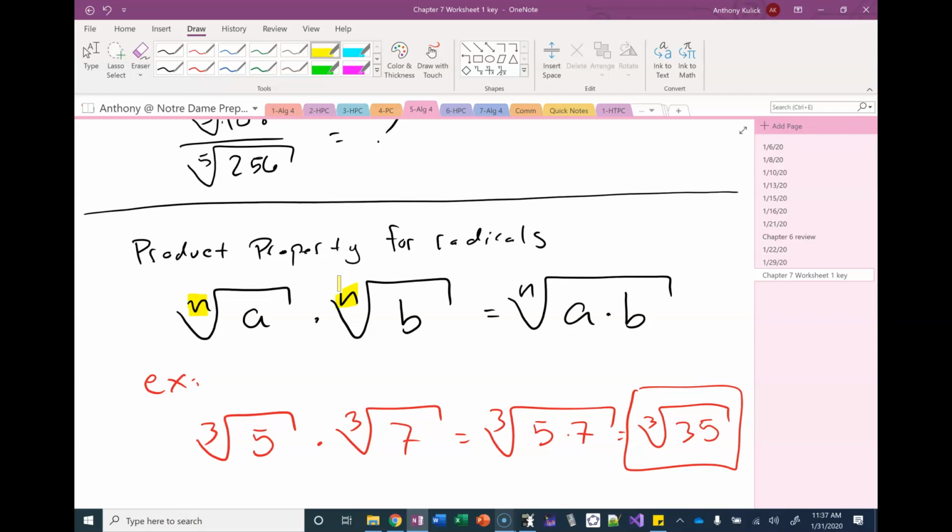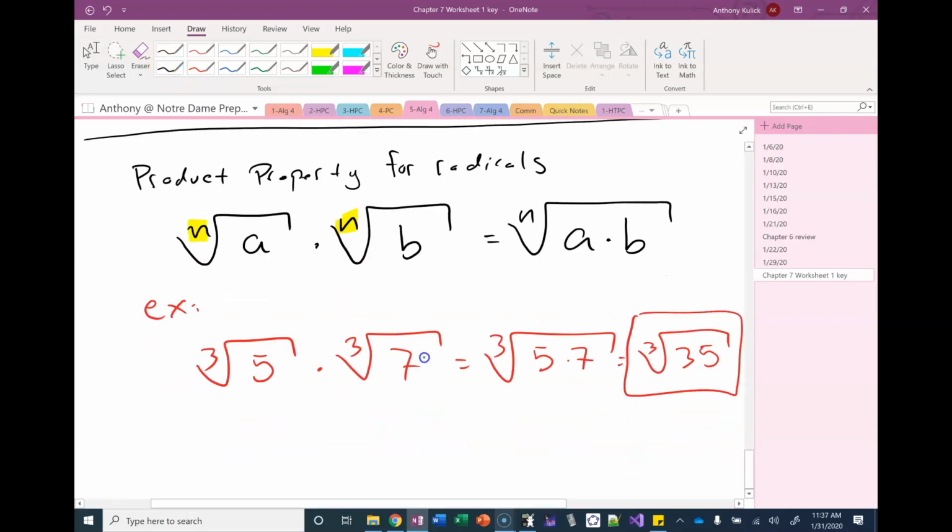So I can multiply two cube roots together, no big deal. I can multiply two square roots together, no big deal. I can't multiply a square root and a cube root together using this rule. We will talk about how to do that, but not today. Everybody okay with that rule? It's a fairly simple one, right? We've used this before when dealing with just square roots.